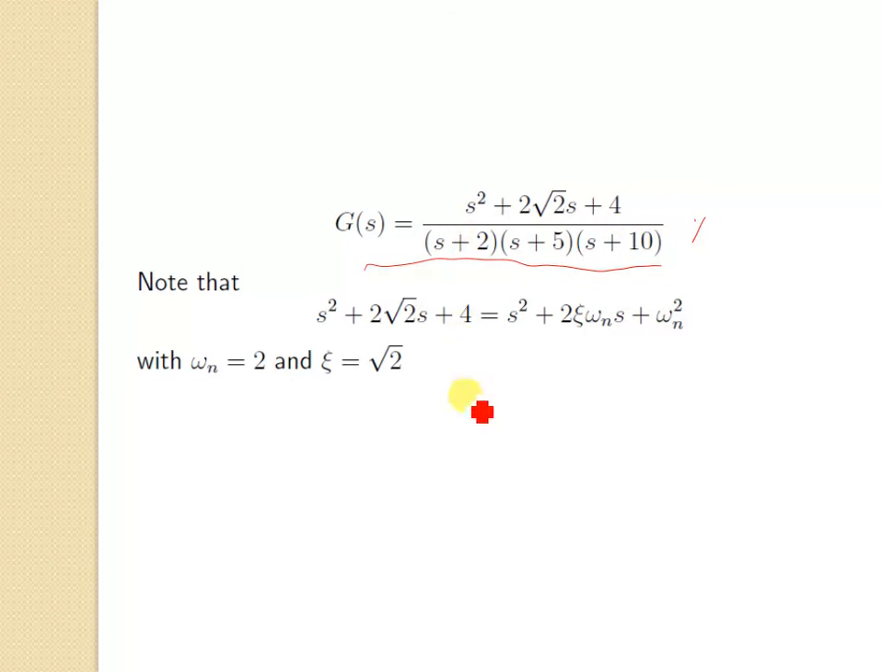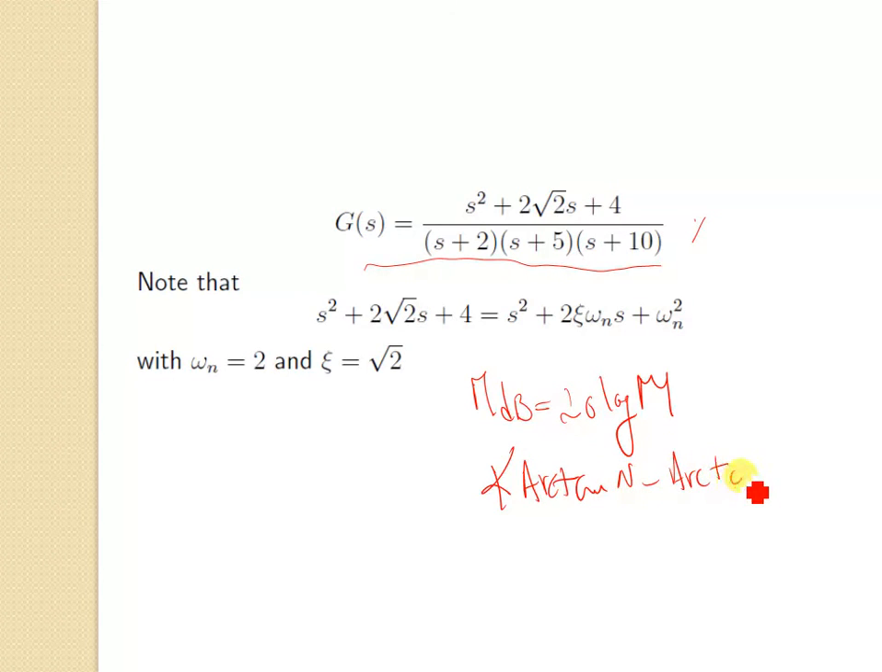You just substitute s by j omega. With different omega, you can find different phase and different magnitude. Just be careful that the magnitude should be in decibels, which is 20 logarithm of the magnitude, and the phase will be arctangent of the numerator minus arctangent of the denominator.